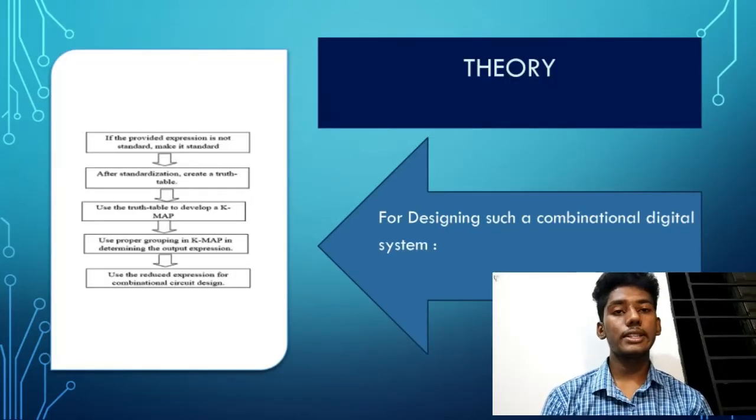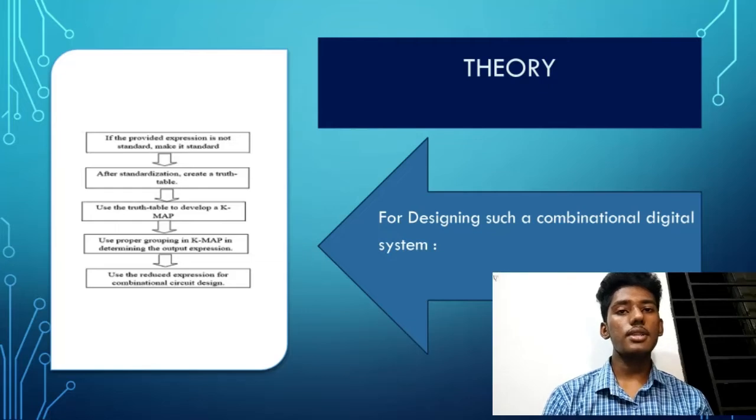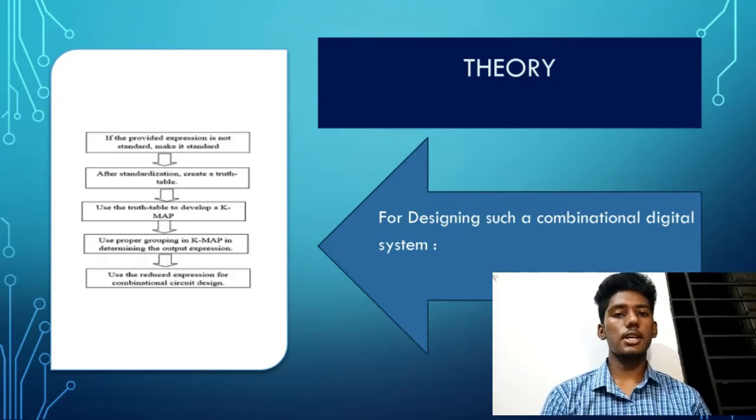Now we will discuss the theory part of the vault system. We will be talking about the steps serially which will help the system to build gradually. At first we will see if the provided expression is not standard. Then make it standard. After standardization, create a truth table. Then use the truth table to develop a K-map. Proper grouping should be used in K-map to determine the output expression. Finally, use the reduced expression for combinational circuit design.